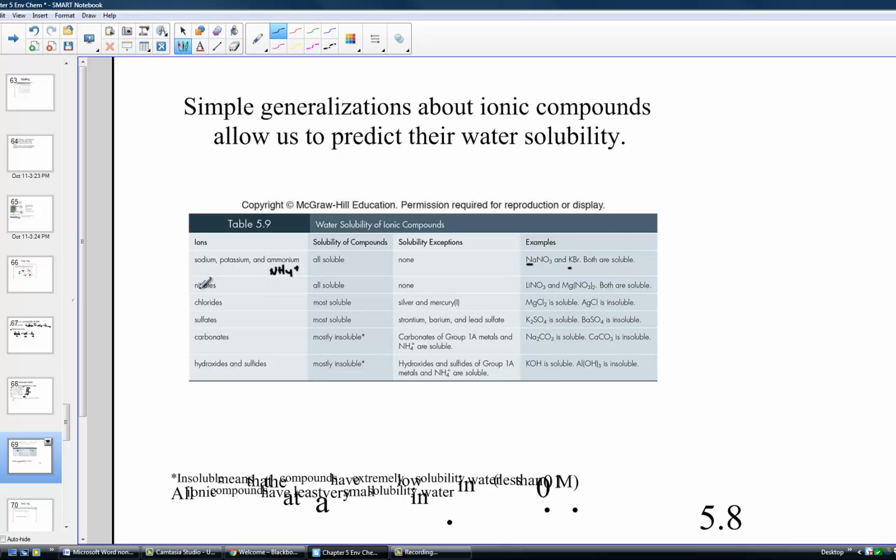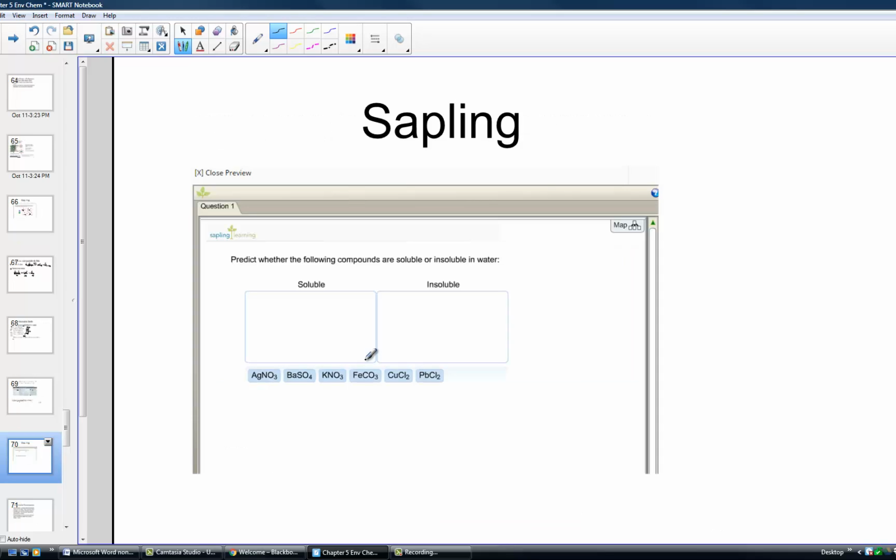If your last name is nitrate, you're always soluble. Chlorides tend to be soluble except silver, mercury, and lead. Sulfates, except for strontium, barium, and lead. Carbonates are insoluble unless you're hooked to one of these first family names, sodium, lithium, potassium, and so forth. And hydroxides are the same, insoluble unless you're hooked to a first family name, because first family names are always soluble. So that's a little general rule to help you predict if something is soluble or insoluble in water.